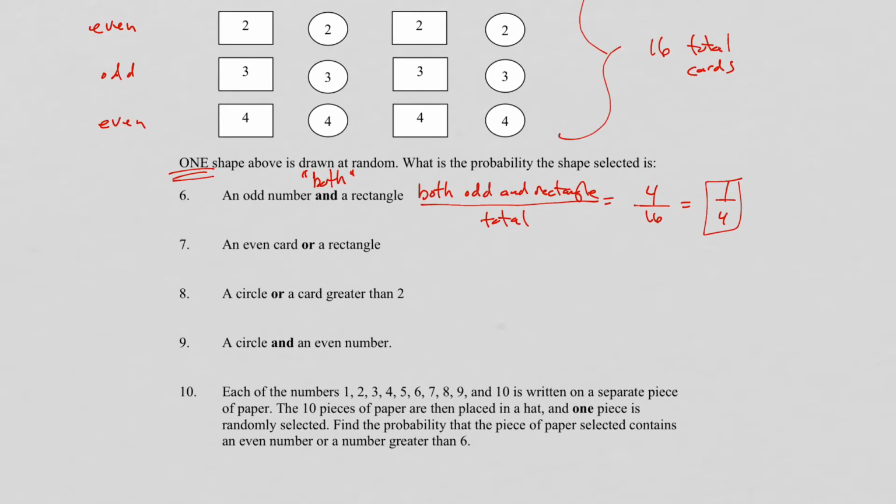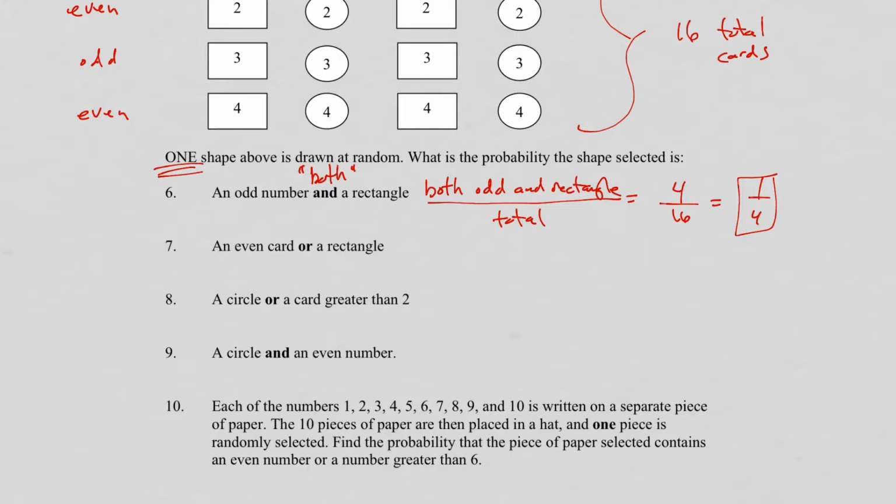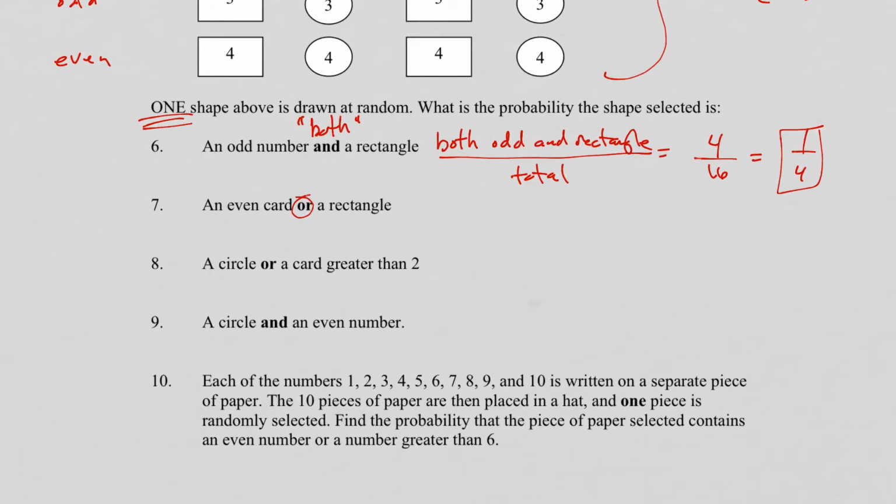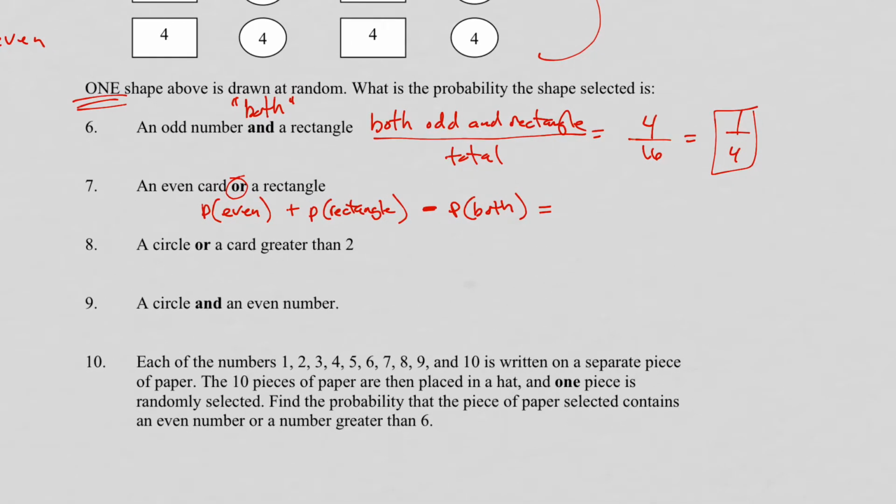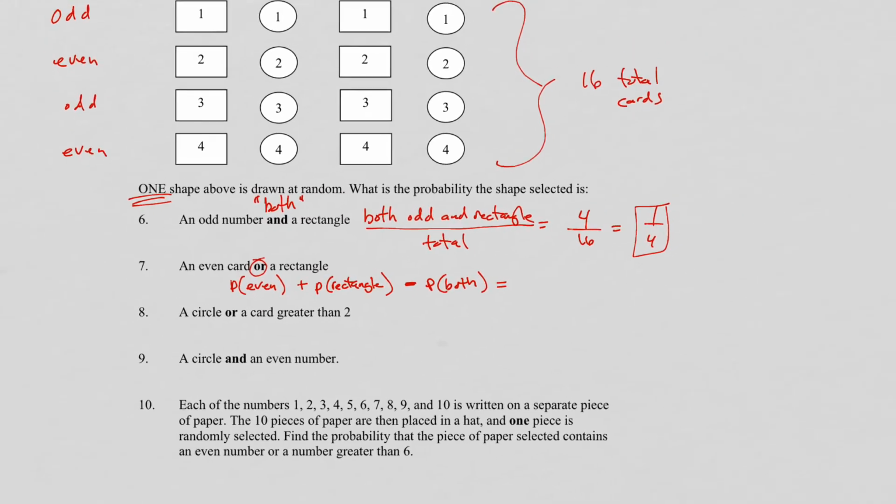The next one says an even card or a rectangle. So remember, we have to add them up, but we have to subtract because we're double counting since they're shared characteristics. So you may see this when you're clicking on help me solve this. You may see probability of the even plus probability of the rectangle minus, my bad, minus whatever those two share. So we're going to put probability of both happening at the same time. So probability of even. How many even numbers are here total?